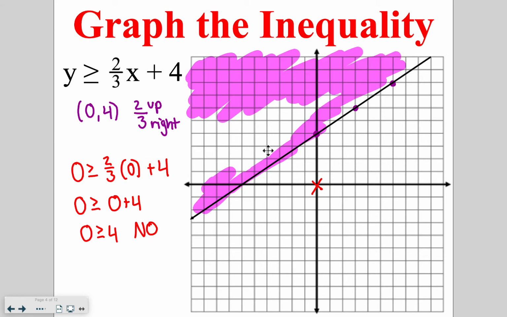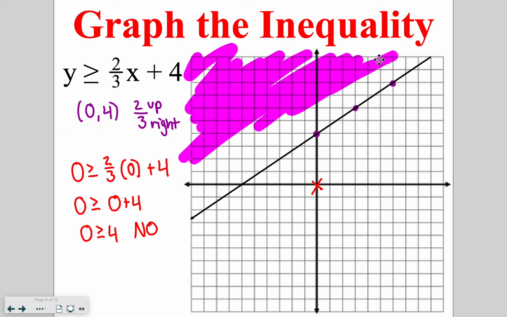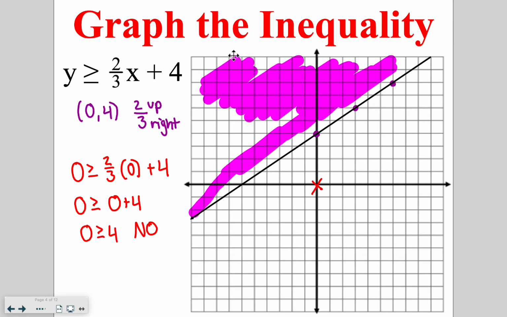So you want to make sure you don't do what I just did, which was cross over the line. You want to make sure that you stay on the correct side of the line, getting as close to the line as you can. A little bit more difficult when I'm on the computer here, but make sure when you are shading that you are staying on the correct side of your line.